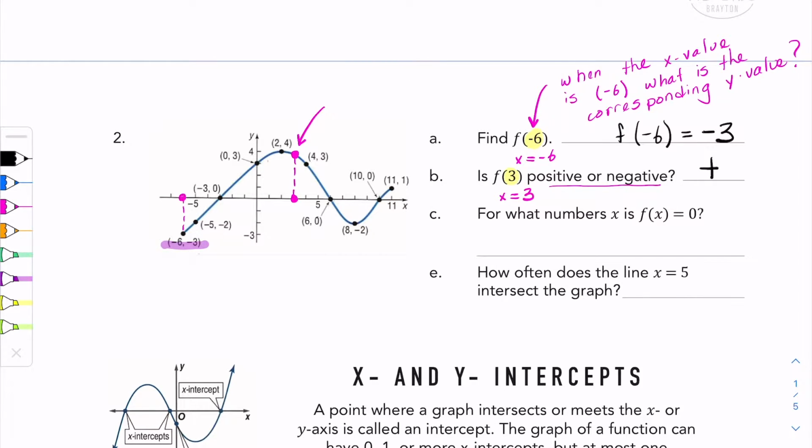And if you're confused by that, this part of the number line, so starting at 0 going up, is heading towards positive numbers, and heading down is heading towards negative numbers. This point here is in the positive section. Letter C says for what numbers x is f of x equal to 0. So we're looking for all points where f of x is equal to 0, when the y value is 0.